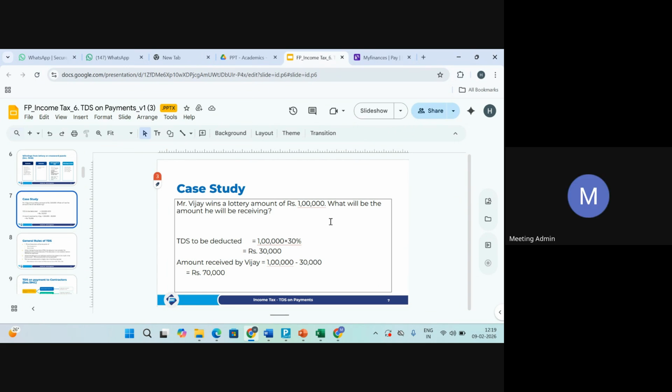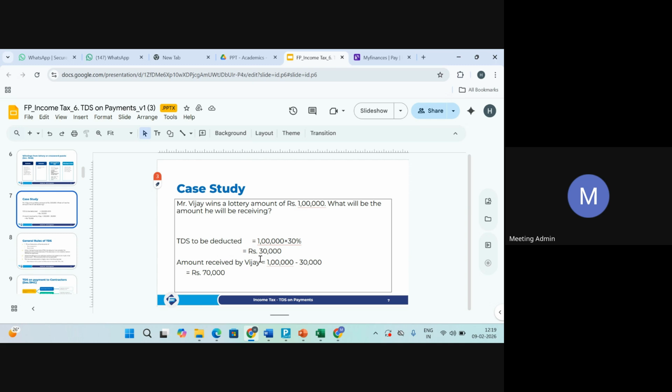Mr. Vijay wins a lottery amount of rupees 1 lakh. How much amount will he receive? That is what we are going to calculate now. TDS to be deducted: 1 lakh into 30 percent. As I already said, if it is a transaction above 10,000, based on the total amount you deduct 30 percent and pay it to the government. So 1 lakh into 30 percent will be 30,000.